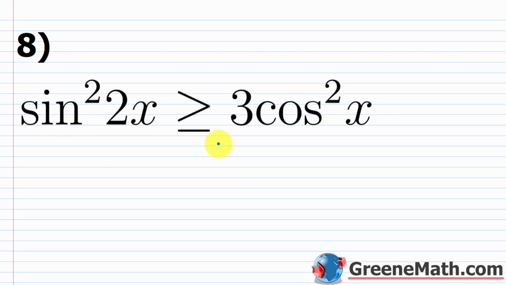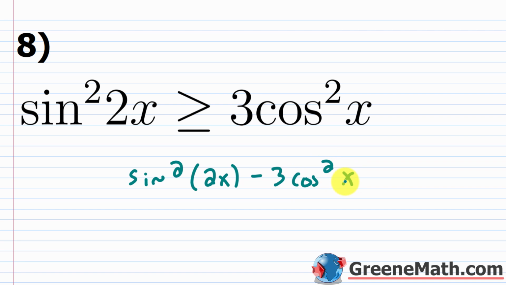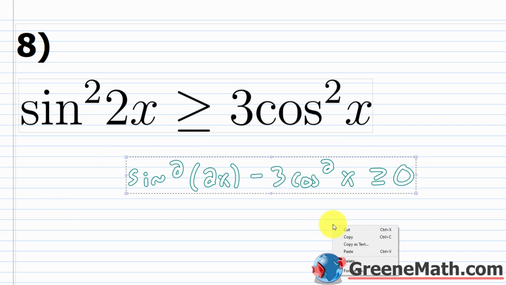All right, let's take a look at problem number 8. So here we have sine squared of 2x is greater than or equal to 3 cosine squared x. So what I'm going to do to start things off is just subtract 3 cosine squared x away from each side of the inequality. So let's write sine squared of 2x, and then minus 3 cosine squared x. And of course, now this would be greater than or equal to 0. Again, all I did was subtract 3 cosine squared x away from each side of the inequality. So that gives me this form here.